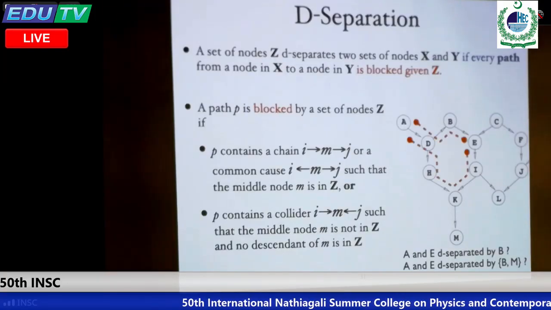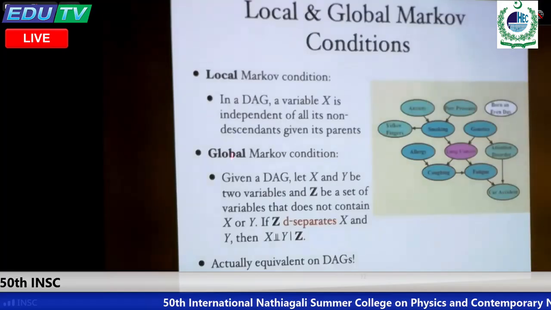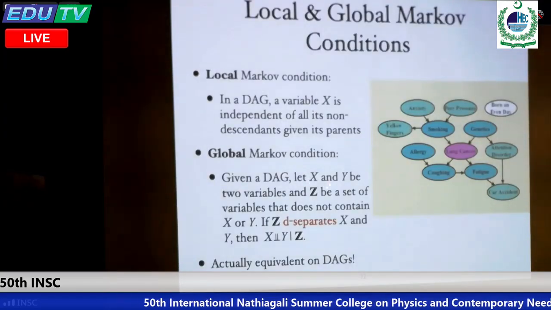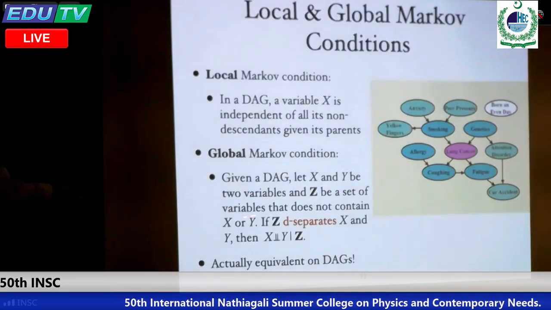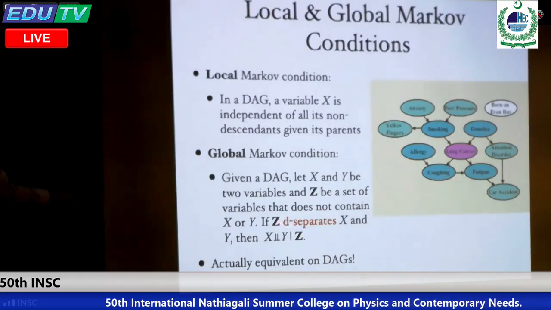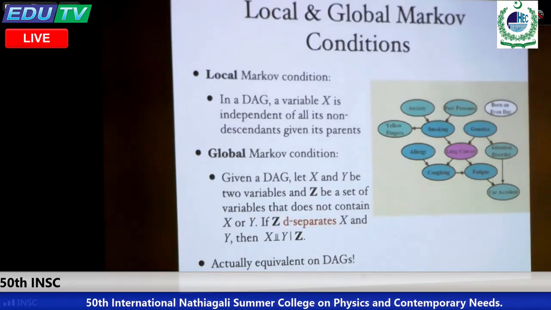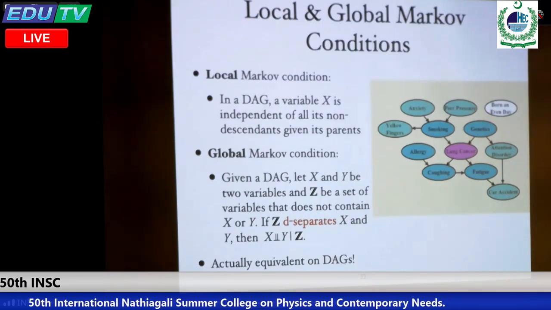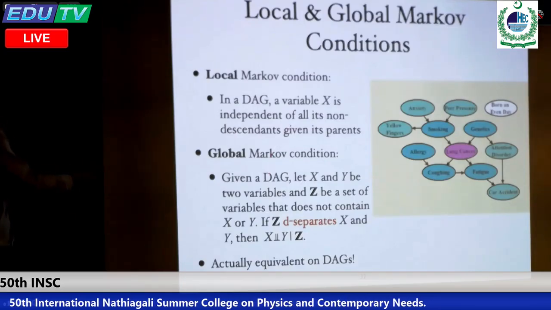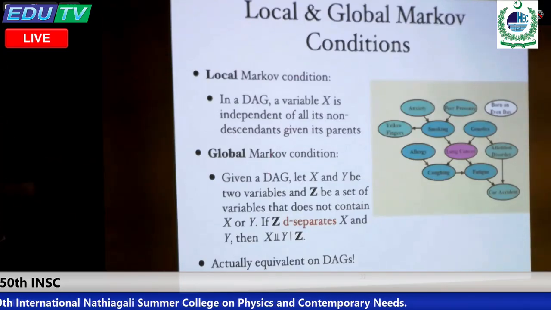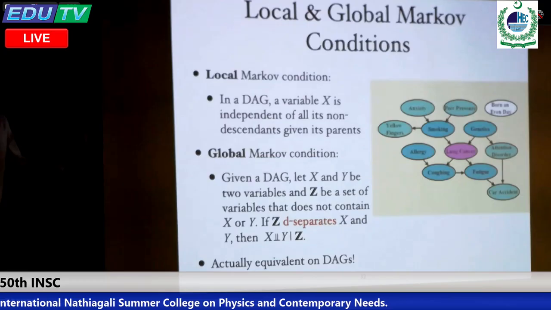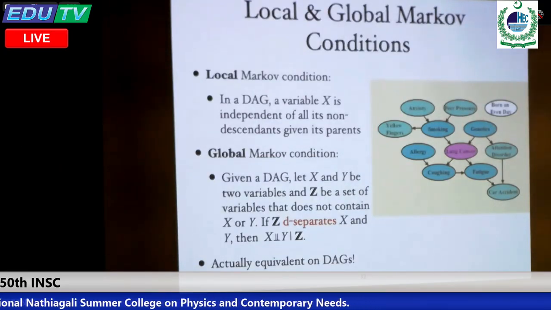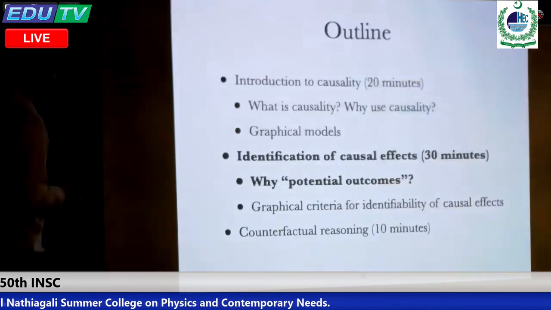But basically, why do we care about that? It's because we have the global Markov condition. Given a DAG, let X and Y be two variables and Z be a set of variables. If Z d-separates X and Y, then they are conditionally independent, no matter where they are. And if you have a DAG, then the local Markov condition and global Markov condition are equivalent. If you have cycles, they are not equivalent.